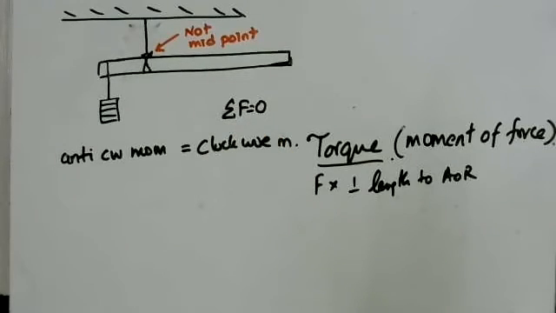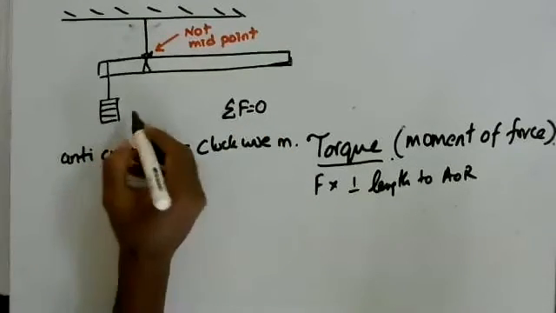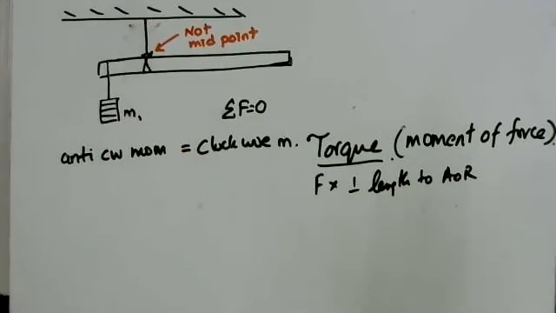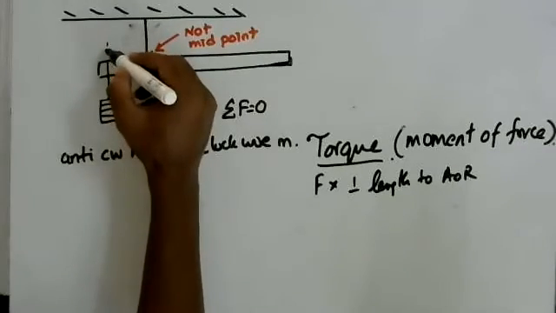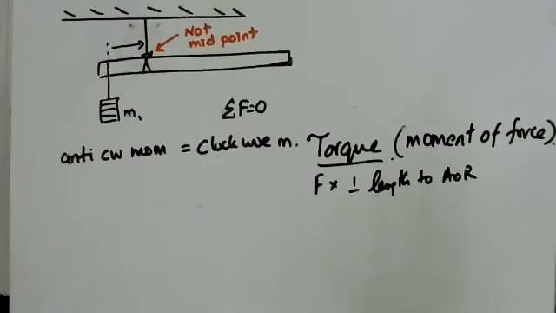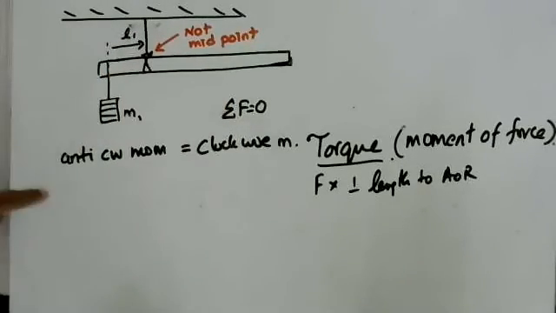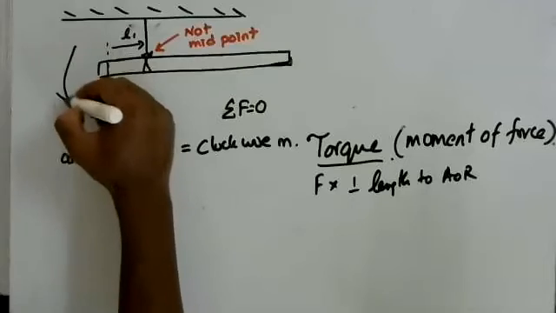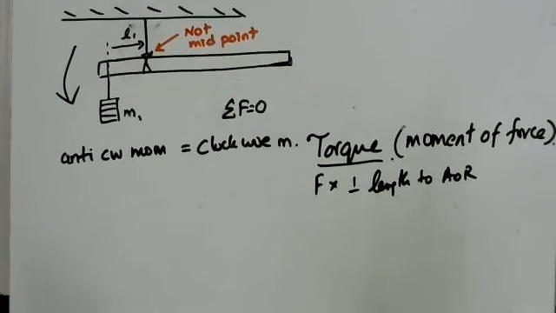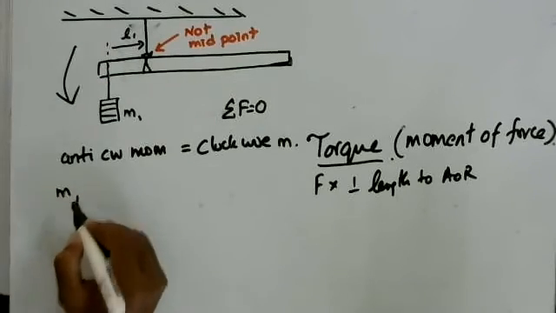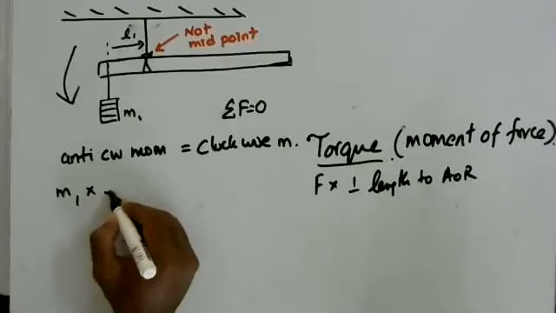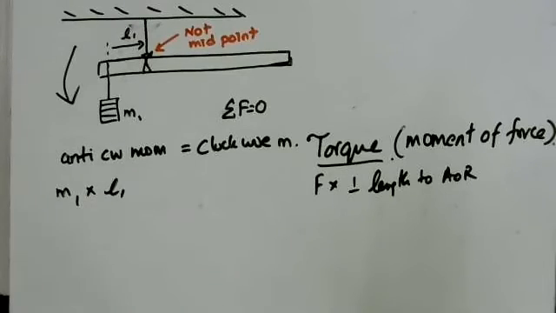But then let us say that this mass is known, m1, okay, and this distance is known, okay, let's keep this as L1. So what is causing the anti-clockwise moment is absolutely clear. It is m1 times L1. But what is not clear is what is causing the clockwise moment.